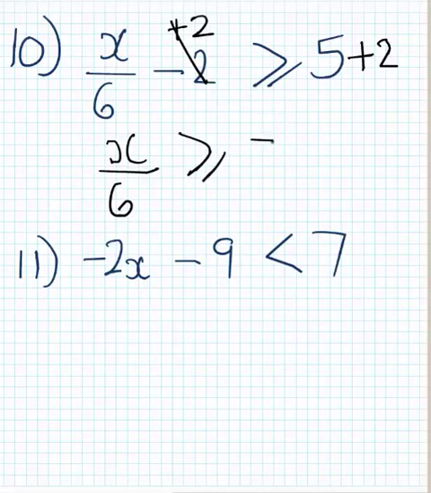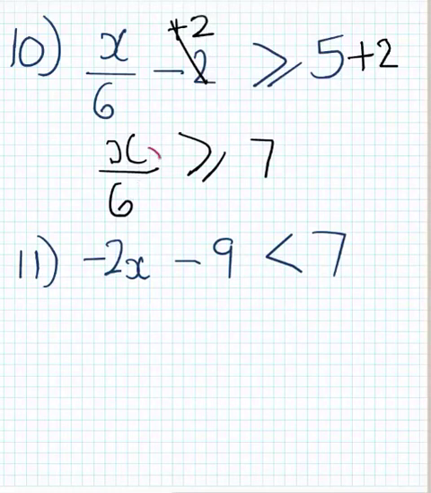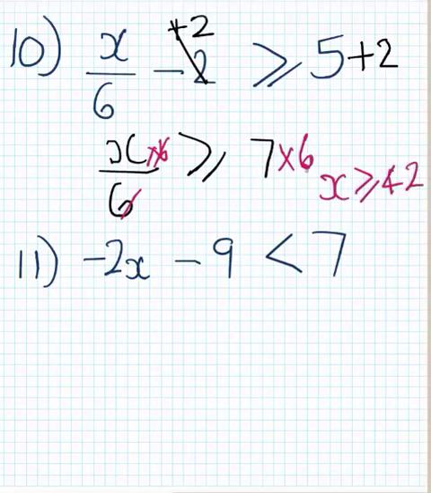And our final step is to now multiply the 6, so it cancels out, times 6. So finally our solution will be x is greater than or equal to 7 times 6 is 42. Okay, and we didn't have to switch the inequality sign because there was no negatives we multiplied or divided with.